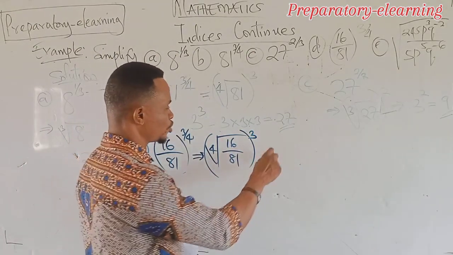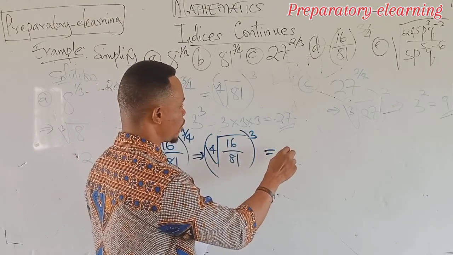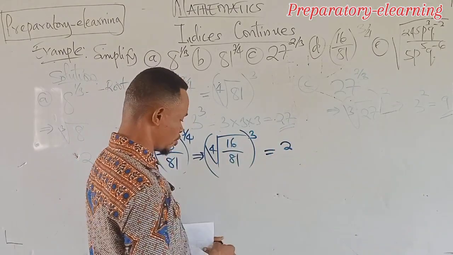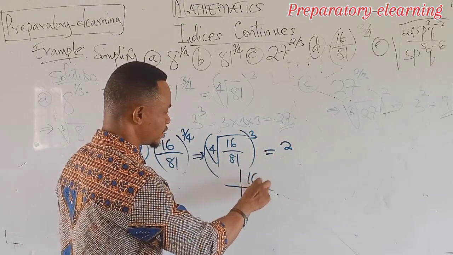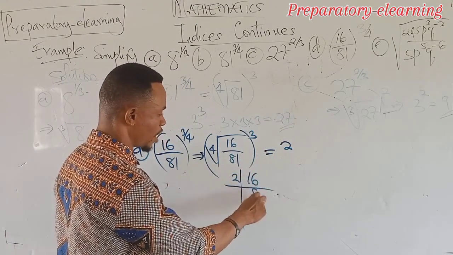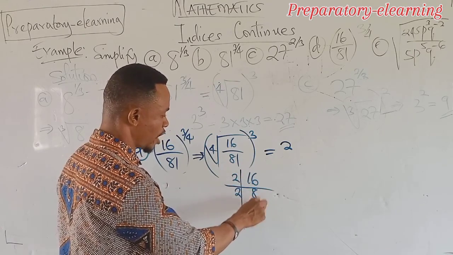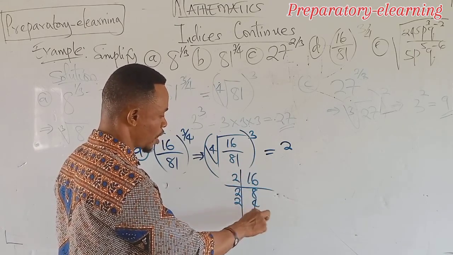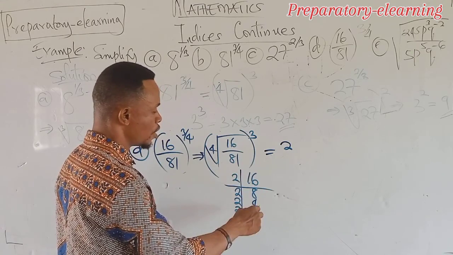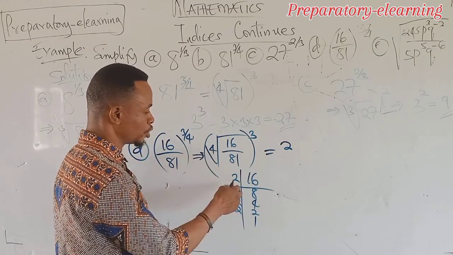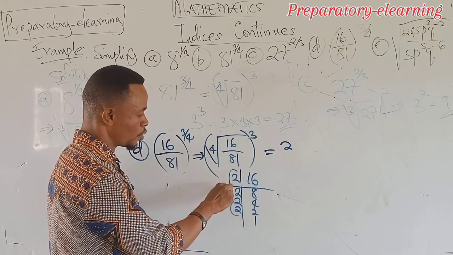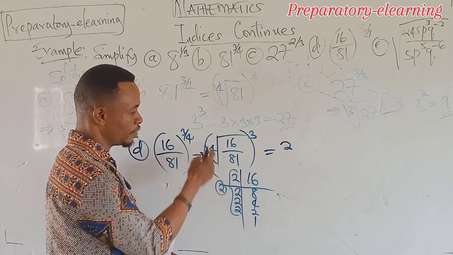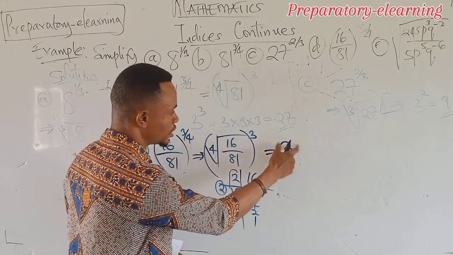So what is the fourth root of 16? You have 2. I hope you know how to get that, by way of just explaining it. You divide 16. 2 can go into 16, you have 8. 2 goes into 8, you have 4. 2 goes into 4, you have 2. And 2 goes into 2, you have 1. Because of fourth root, you count up to 4 divisors here. Pick one and write. Therefore, the fourth root of 16 is 2.